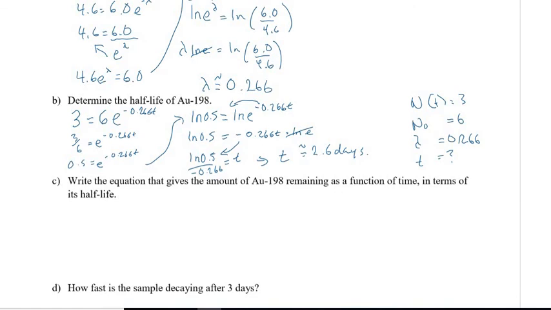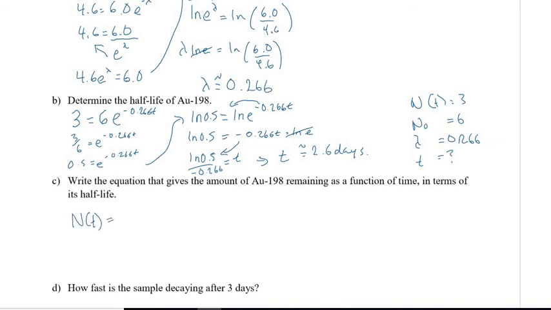Next part is asking us to write an equation that gives the amount of gold 198 remaining as a function of time in terms of half-life. Remember, think back in the last lesson we talked a bit about switching bases with our exponential growth problem. We could use that same method, or we could just use a bit of know-how about exponential functions.